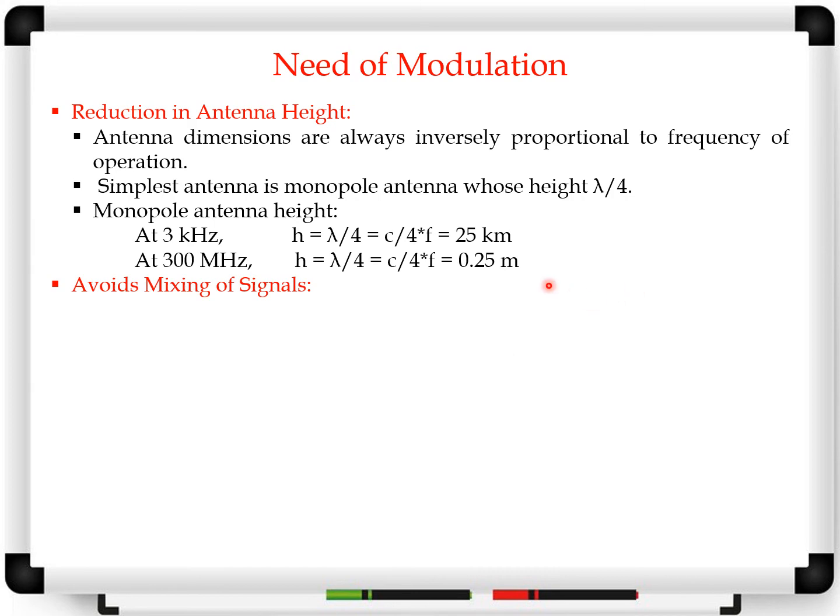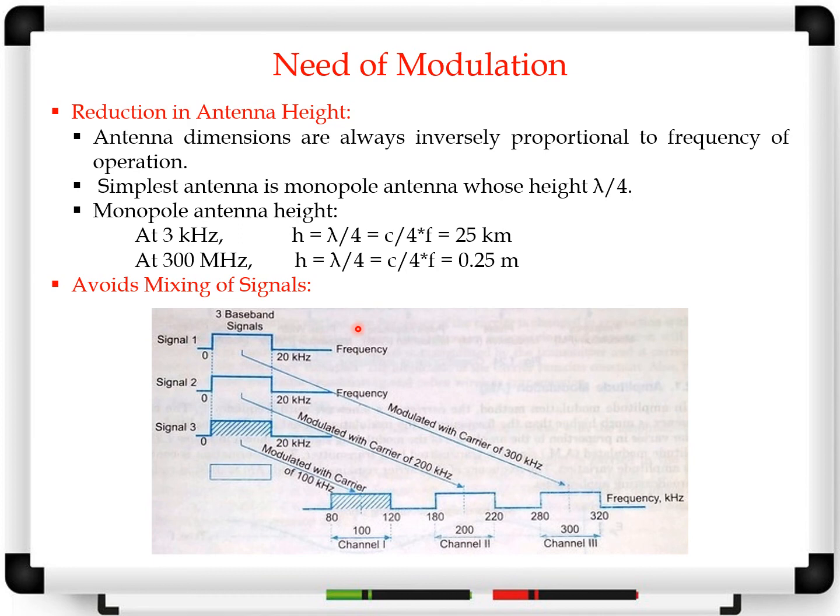Then second, it avoids the mixing of signal. Now let us consider you are having three signals, signal 1, signal 2, signal 3. All these three signals are occupying the same frequency range, say 0 to 20 kilohertz, right? So say signal 1 is the output of the first musical instrument, tabla, second is of guitar, third is of, say, flute.